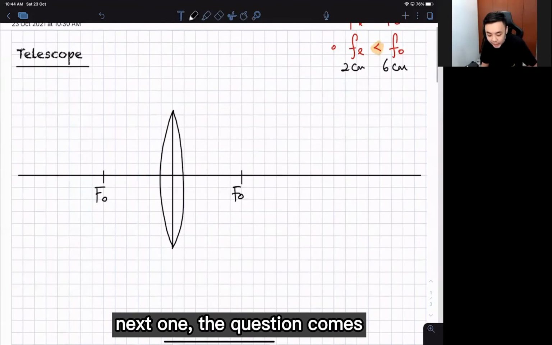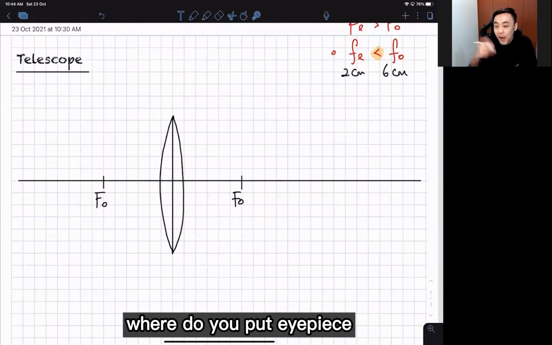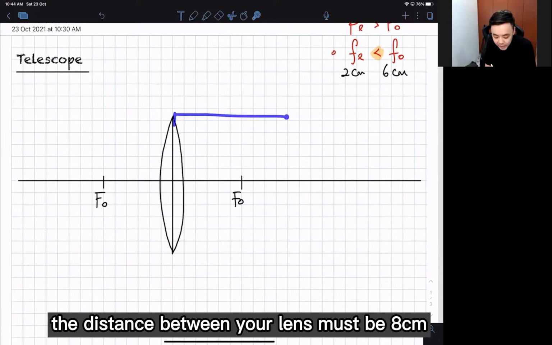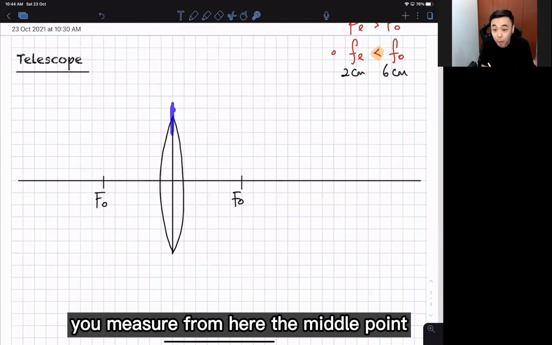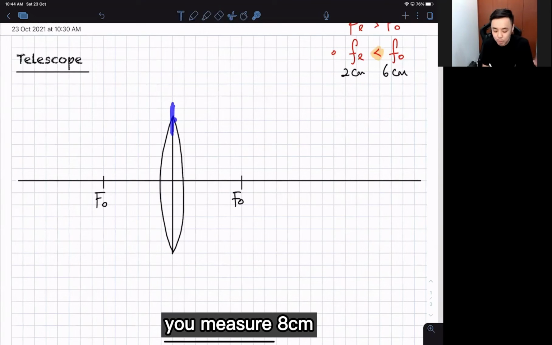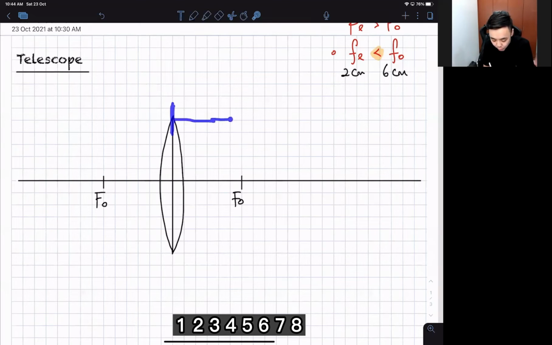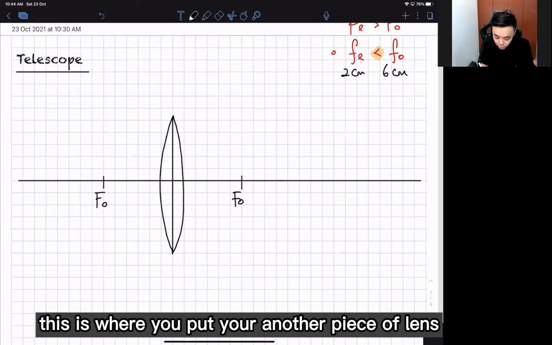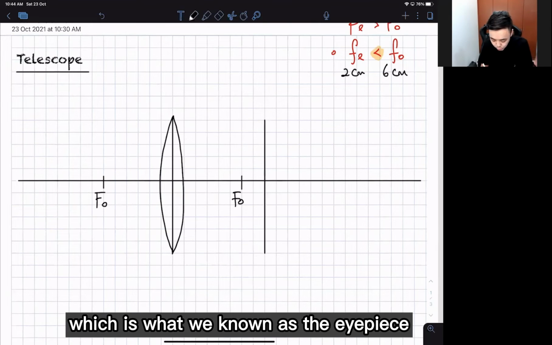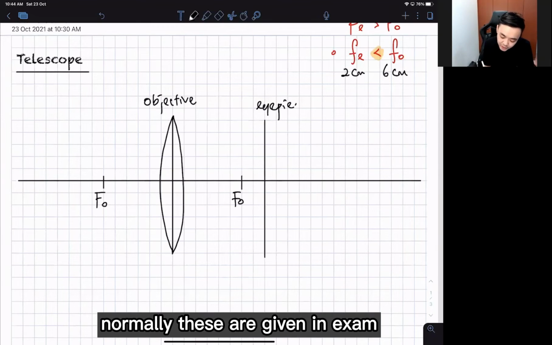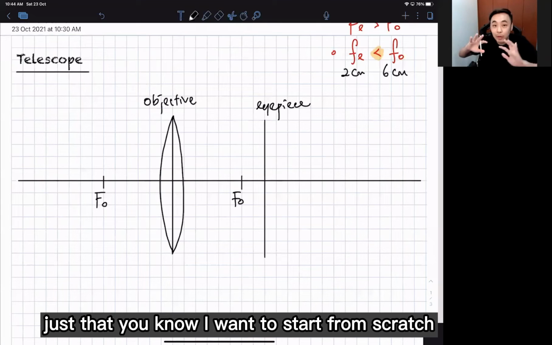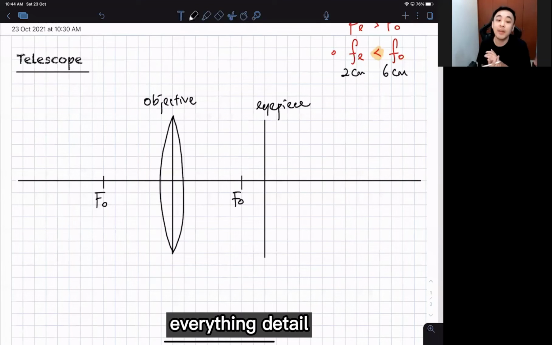All right, now the next question comes: you need to decide where to put the eyepiece. As we said, the distance between your lenses must be 8 cm. So what do you do? Very simple. You measure from here, the middle point, not the curved part, the straight line part. You measure 8 cm: 1, 2, 3, 4, 5, 6, 7, 8 here. This is where you put your other piece of lens, which is what we know as the eyepiece. So here we have the objective lens, and here we have the eyepiece. Normally these are given in the exam, just that I want to start from scratch so you can understand everything in detail.